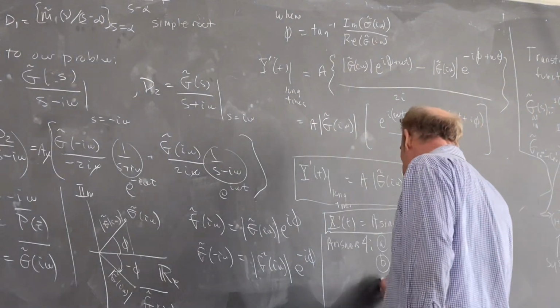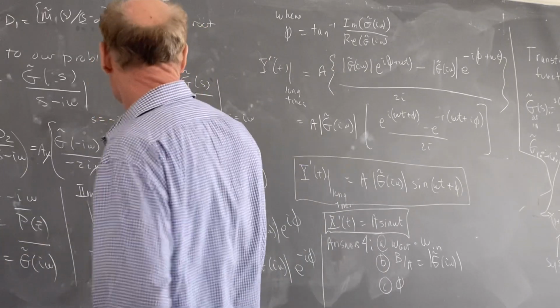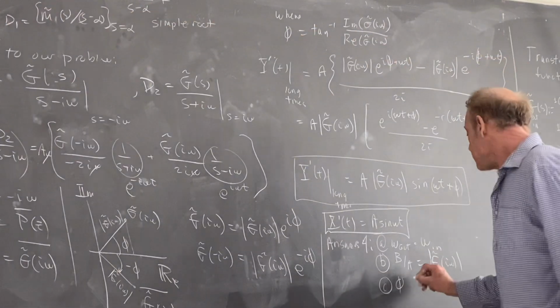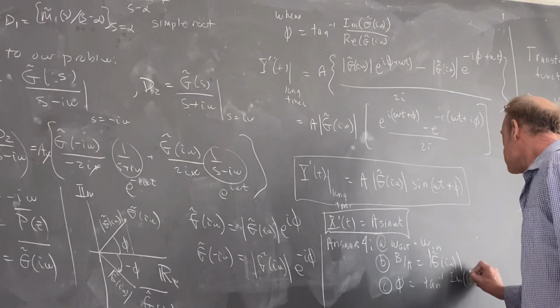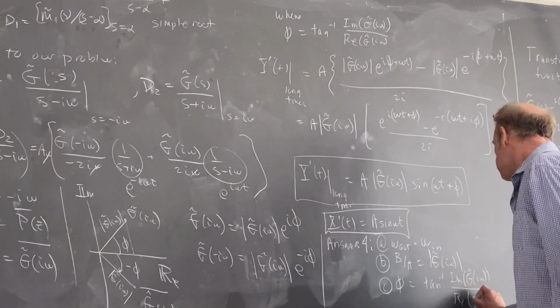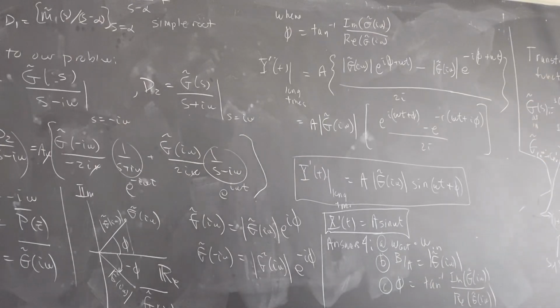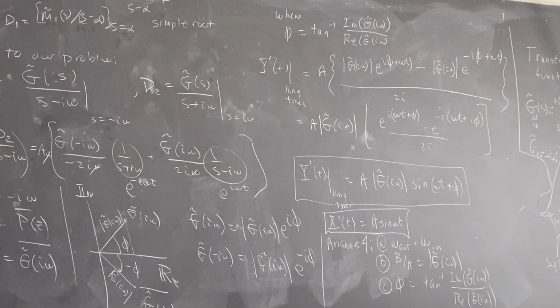Finally, phi, the phase lag, which we did in these pictures here somewhere. Where did phi go? Over here. This phase lag phi is equal to the arctangent of the imaginary part of g tilde of i omega over the real part of g tilde of i omega. So that tells me I can answer question 4, all of it.